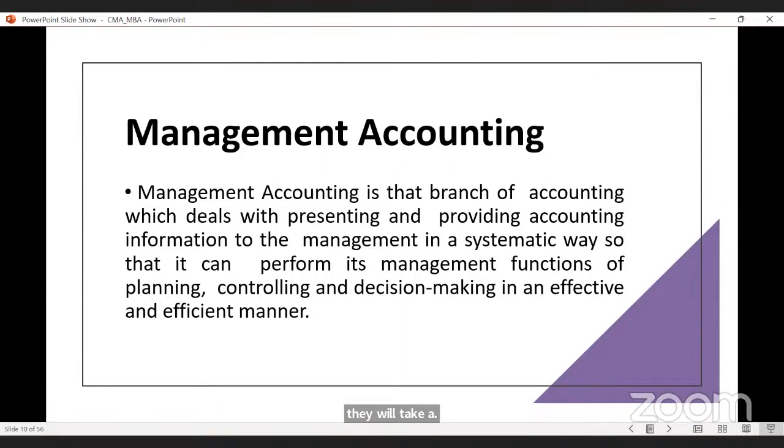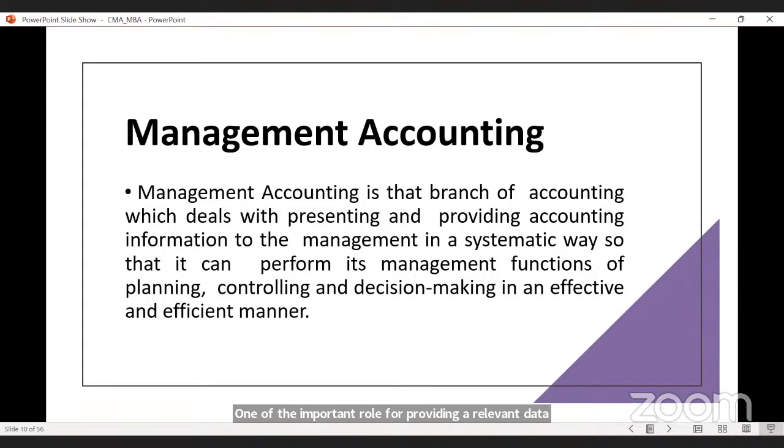So management accounting helps the management by providing the various accounting data and information through which the management is able to take decisions and implement the various policies for the business. They can formulate the policy, implement the policy, and take the future decisions of the business. That's why management accounting plays an important role in providing relevant data to the management.